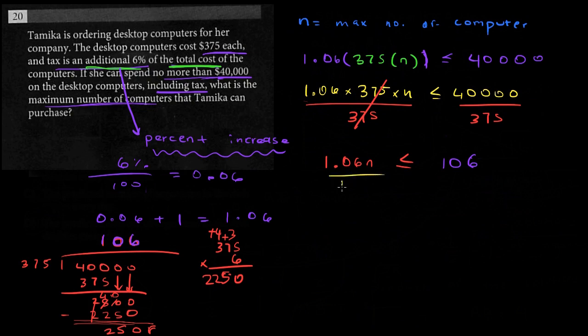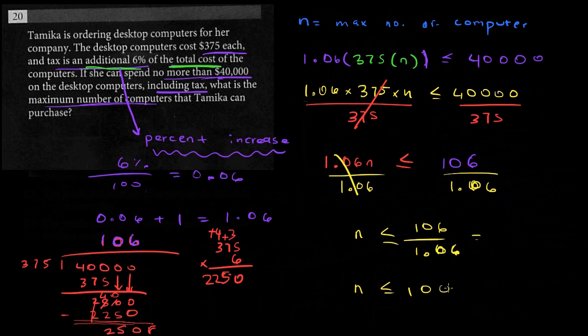So we divide everything by 1.06. It cancels out on the left-hand side and we're just left with n. And 106 divided by 1.06 is a pretty easy division, and that is 100. And so n has to be less than or equal to 100. And so 100 is the maximum number of computers that Tamika can purchase, including tax.